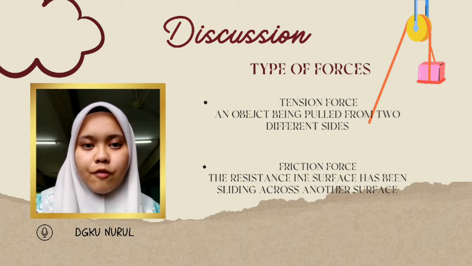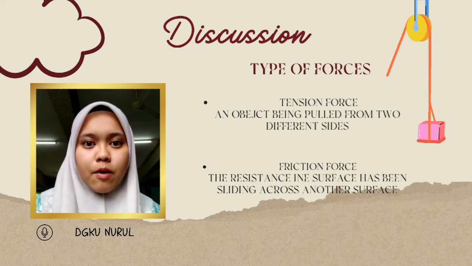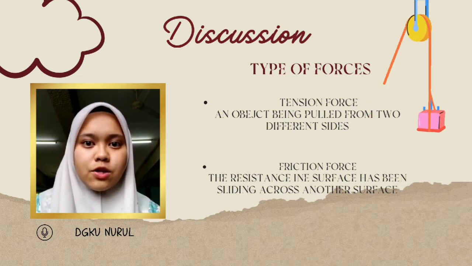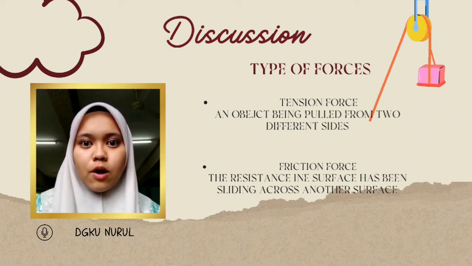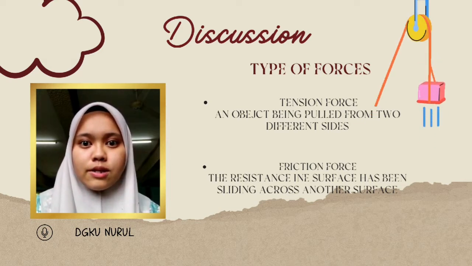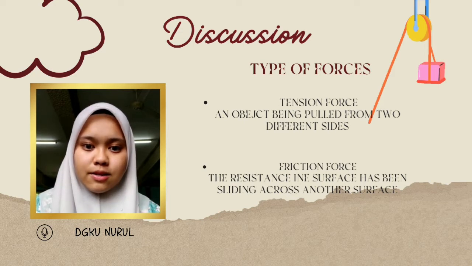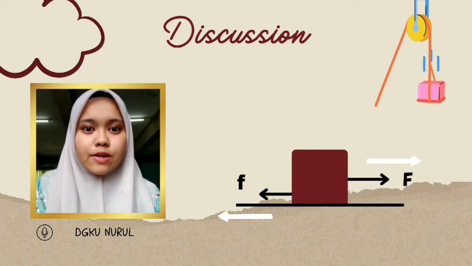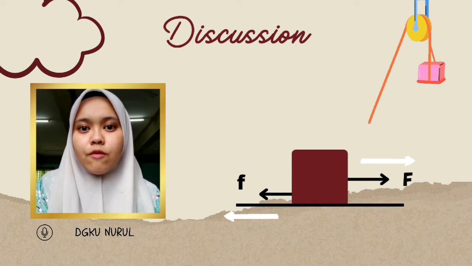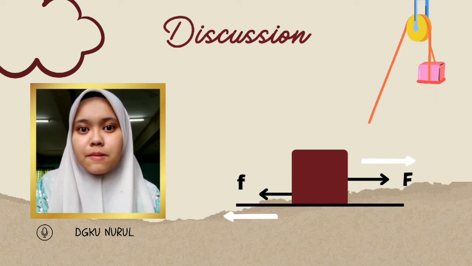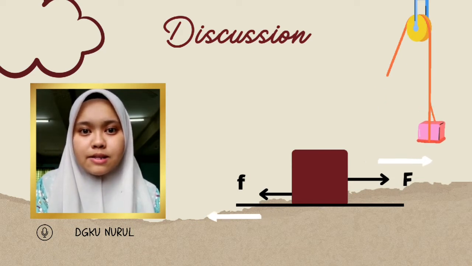For this discussion, I will discuss what type of force will be used in this situation. The type that will be used is tension and friction force. Tension force is when an object is being pulled from two different sides. Friction is the resistance one surface has when sliding across another surface. Whenever there is contact between a surface and an object, friction comes into action. There will always be a small force of kinetic friction or static friction, and the tension force is determined by equating forces that balance each other.